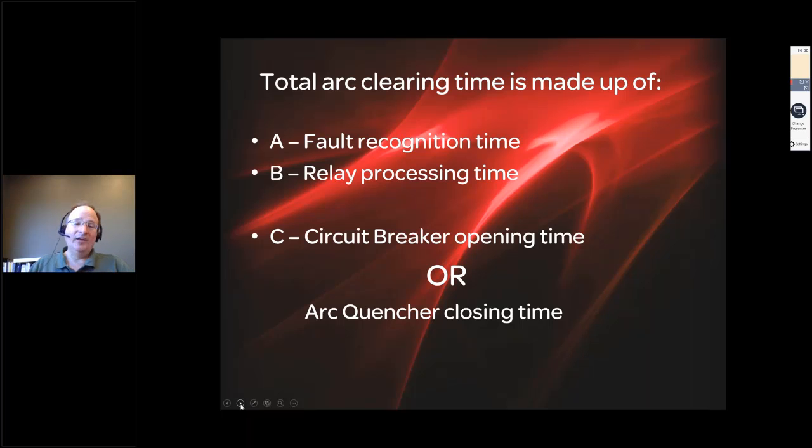So now we go to B. There's a latency time for the relay to respond to that fault recognition and assert and close a trip contact and trip a breaker or assert an arc quencher or both. Okay? So the clearing time, you have to add these together: the fault recognition time plus the relay processing time plus the circuit breaker opening time or the arc quencher closing time. And as we'll see, circuit breakers by their very nature, compared to either the relay or the arc quencher, are slow devices, because of the mechanical nature of the overcurrent protective device.